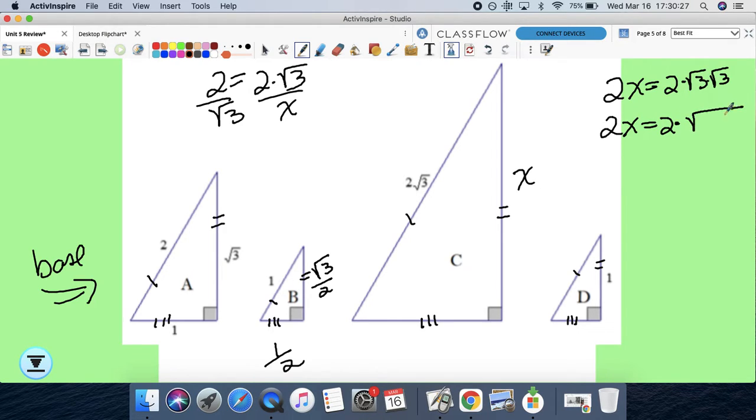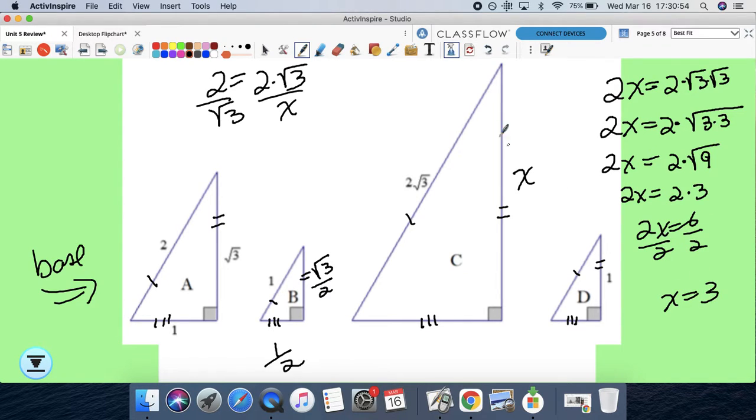Something that, like I said, some of you didn't know. We can combine those two under the same radical and write 3 times 3. Step by step, if I combine those two numbers, I get 9. So that becomes 2 times square root of 9. We can simplify that even further. What's the square root of 9? Square root of 9 is 3, so all that becomes simply 3. Now I can just, 2x equals 6, divide by 2, divide by 2, x equals 3. So this equals 3.